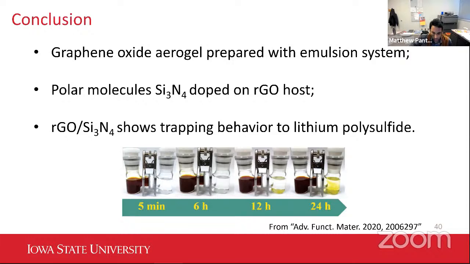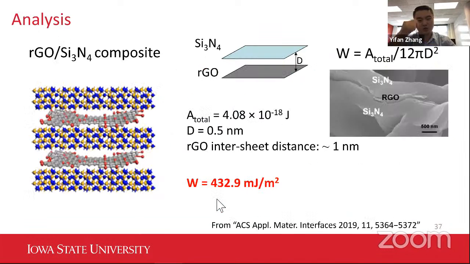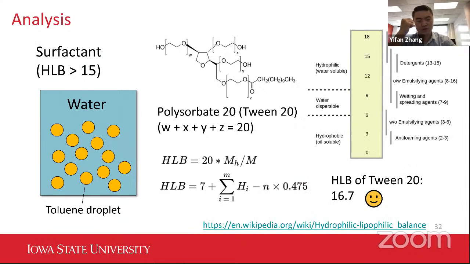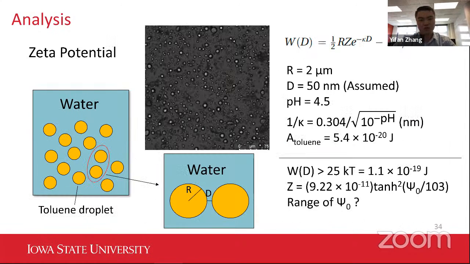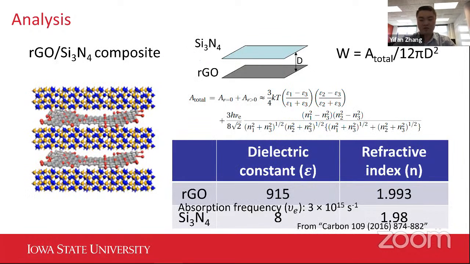So what's special about silicon nitride for batteries? I mean, this is an example to show how we can modify the reduced graphene oxide. Probably we can choose other polar molecules to be doped on the reduced graphene oxide to serve as the cathode for lithium-sulfur batteries. So this is just a simple example to show here.